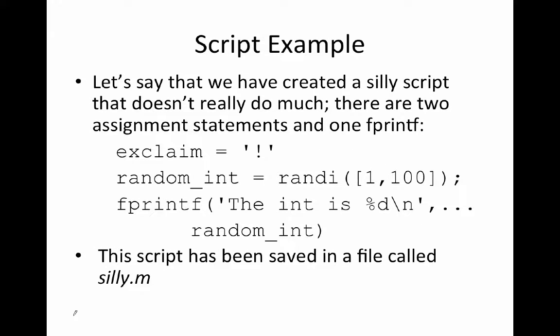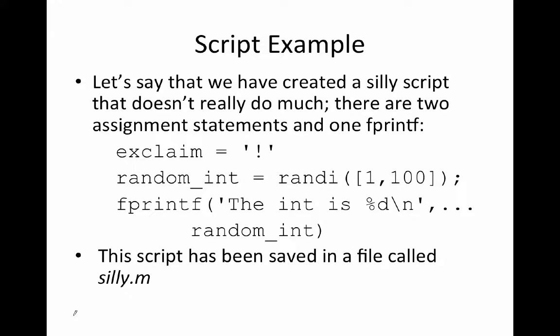Okay, so let's say that we've created a silly script that doesn't really do much. There are two assignment statements and one fprintf statement. So first we have an assignment statement that's assigning to a character variable, a character, which is the exclamation point, and we're not suppressing that output. Then we're assigning to a variable random int a random integer in the range from 1 to 100, and we are suppressing that output from that assignment statement, and then instead printing the value of the random integer using the fprintf function, so we're formatting that.